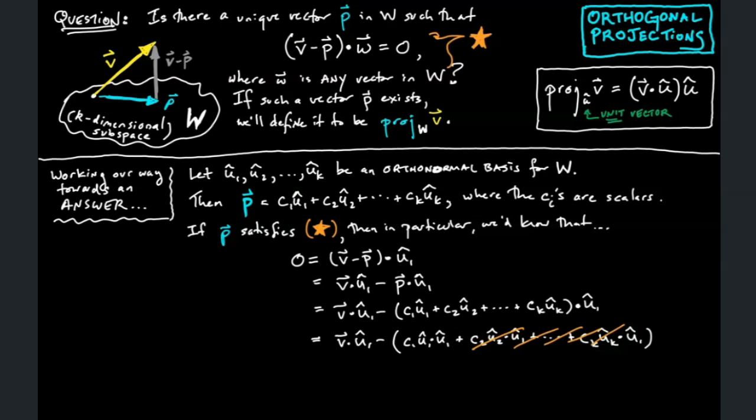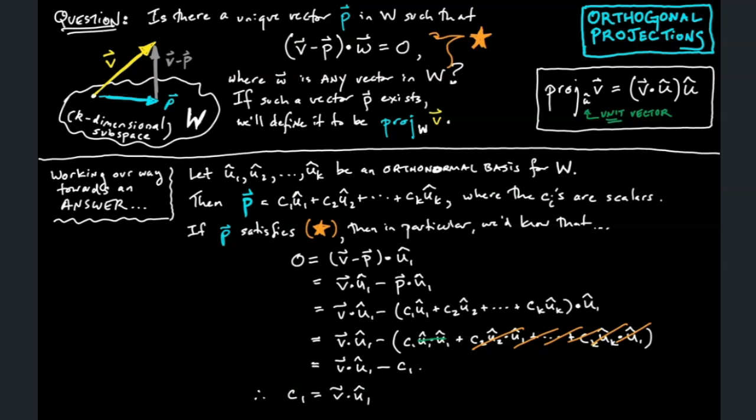So I'll cross them all out, except this first term, where I have U1 dot U1. Well, you dot a unit vector with itself, and you get 1. So this term just becomes C1. And this whole expression collapses into V dotted with U1 minus C1. And this expression is equal all the way back to 0. But if this stuff is equal to 0, we'll add C1 to both sides, and we conclude that C1 is equal to V dot U1.